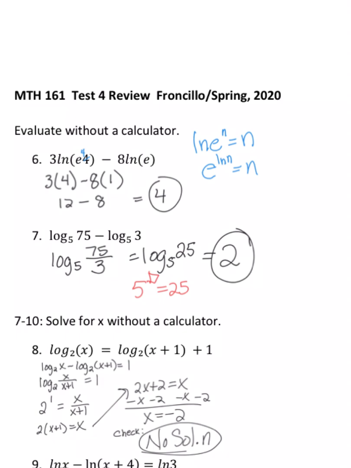Okay, number 7. 5 to the what is 75. There is no rational answer for that. Same thing with log base 5 of 3. So what we're going to do is use this subtraction sign and condense the logarithms. So it would be log base 5 of 75 divided by 3 because of the minus sign. Well, 75 divided by 3 is 25. 5 to the what equals 25, and you get a 2.